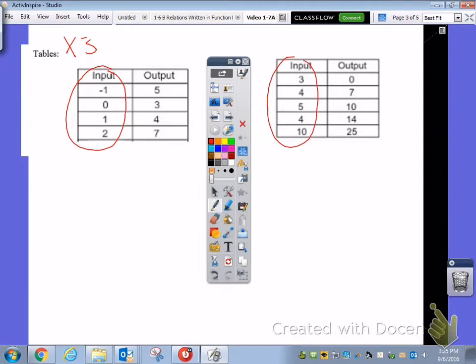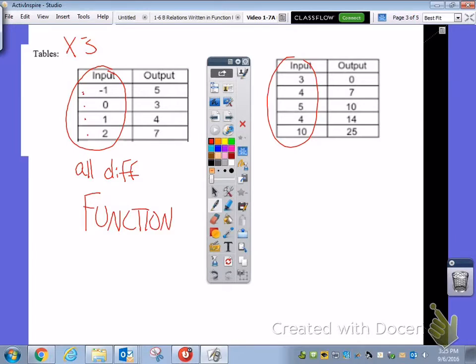And I'm going to look to see if any of these repeat. -1, 0, 1, 2. They're all different. If they are all different, then it is a function. I'm not looking at the y's, I'm only looking at the x's.